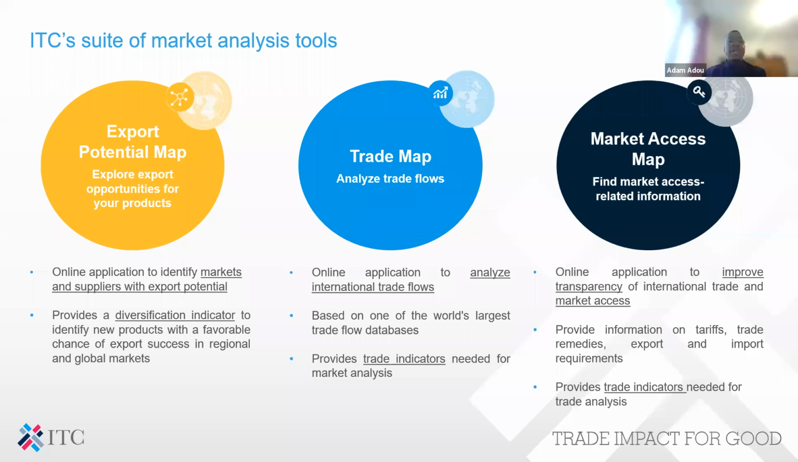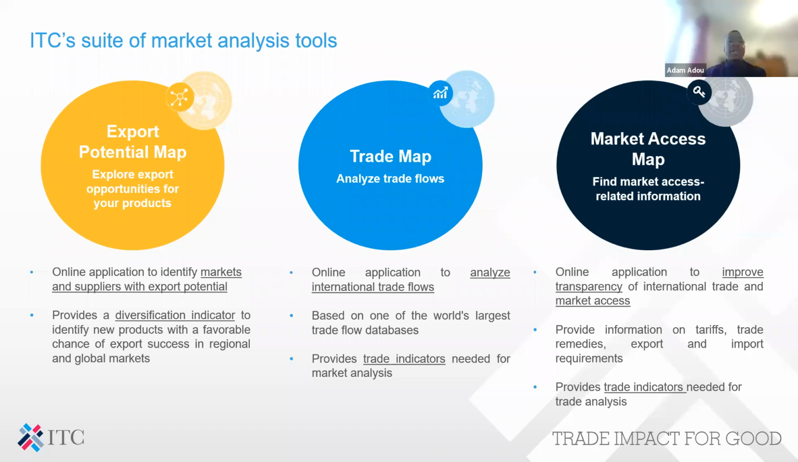Also, if I'm a company and I want to diversify and I don't know with which product I can diversify my activity, I can use the export potential map to look at the different leads that I can take in terms of product to diversify. On this, you will have different indicators that will guide you in order to diversify or to find new opportunities in markets you haven't thought about before, but where you can have a lot of potential in terms of export.